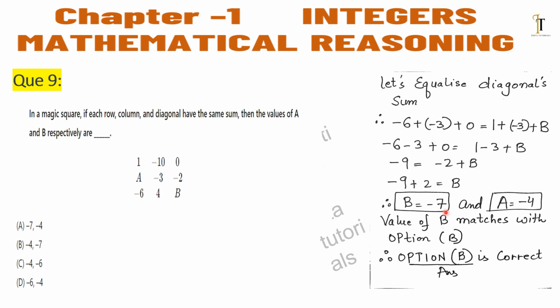Now in Olympiad exams, keep checking the options as well. Now we can see that in option B we have B is equal to minus 7. So option B will be the correct answer, and keep checking the options also to save your time in Olympiad exams.